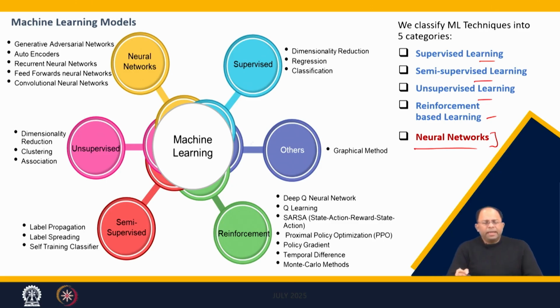So in this particular lecture, we will be focusing on the first part, that is the supervised learning part, and usually these are the tasks: regression and classification. Dimensionality reduction could also be done, but that's not very major in this. The most important thing is regression and classification.